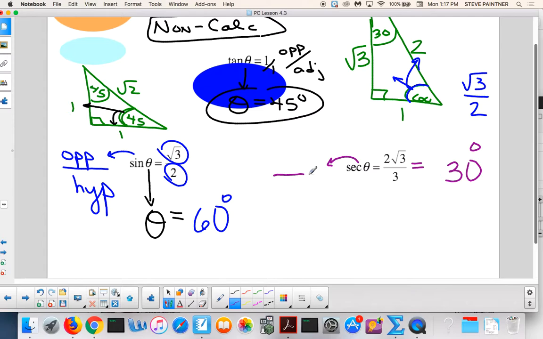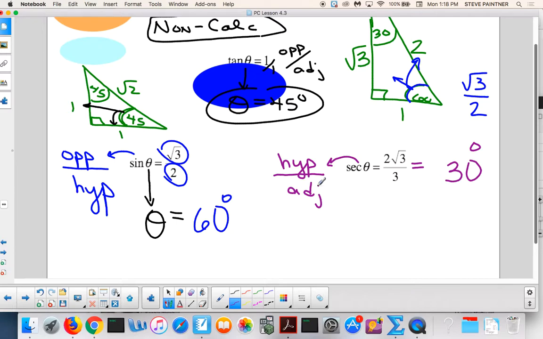Secant is really what over what? Okay, too many people talking. Somebody talk. 1 over cosine. Say again? 1 over cosine. Oh, okay. 1 over cosine. I was trying to get you to use these words. Hypotenuse over adjacent. Hypotenuse over adjacent, because it's the reciprocal of cosine, and that's what you were saying. It's just 1 over cosine.